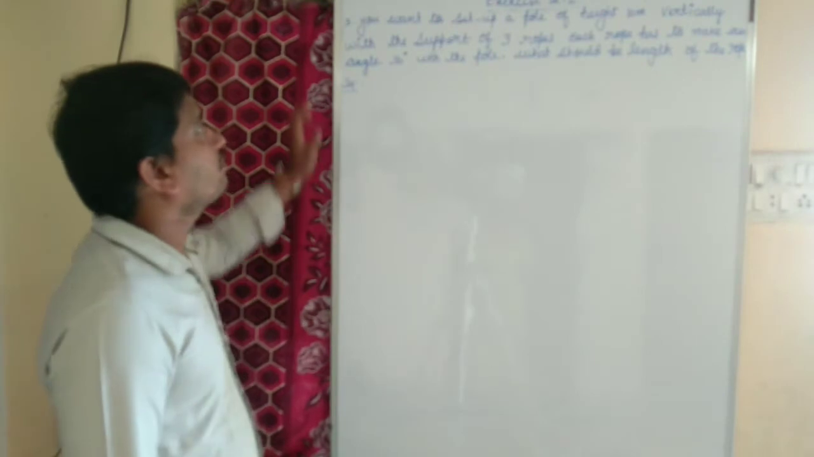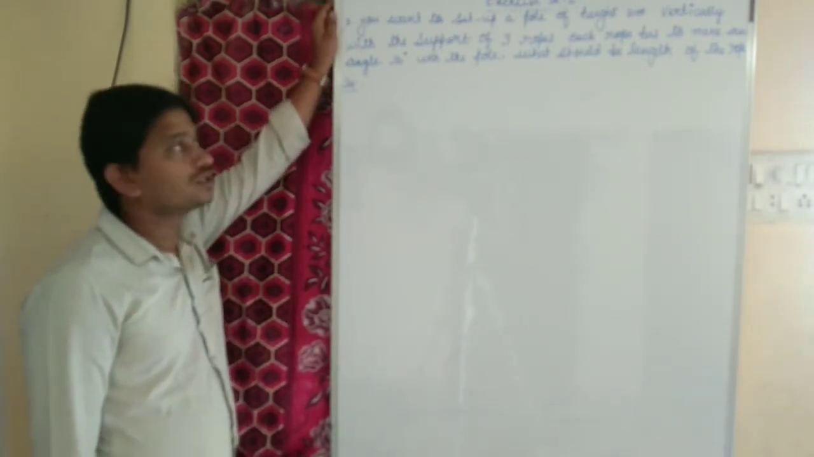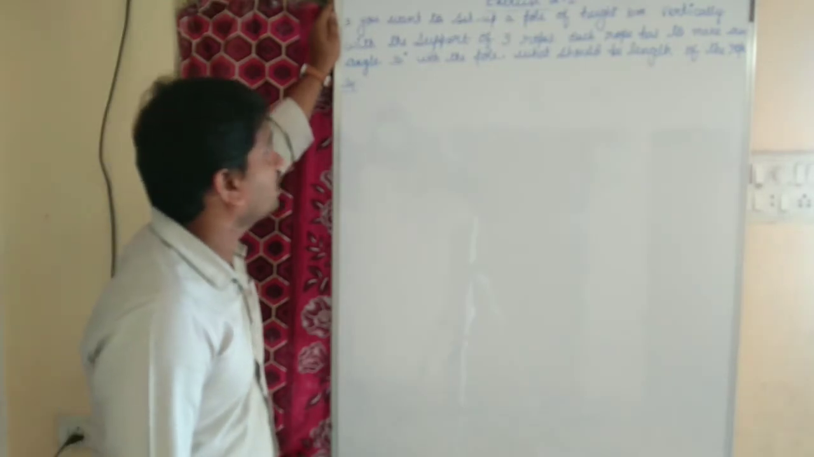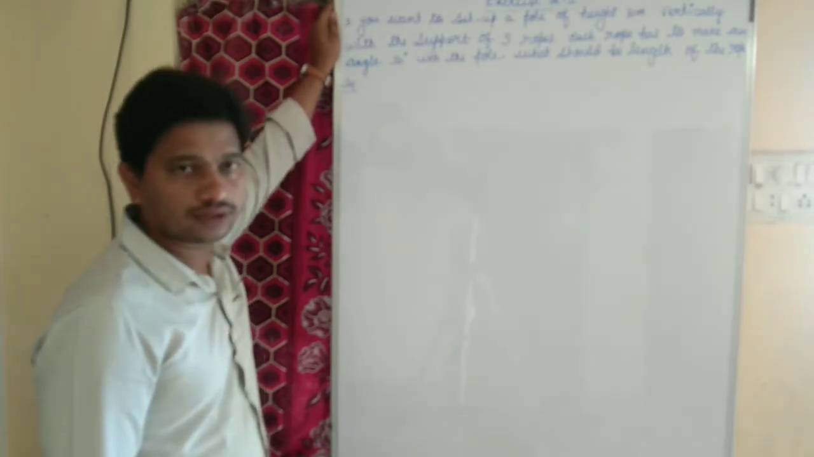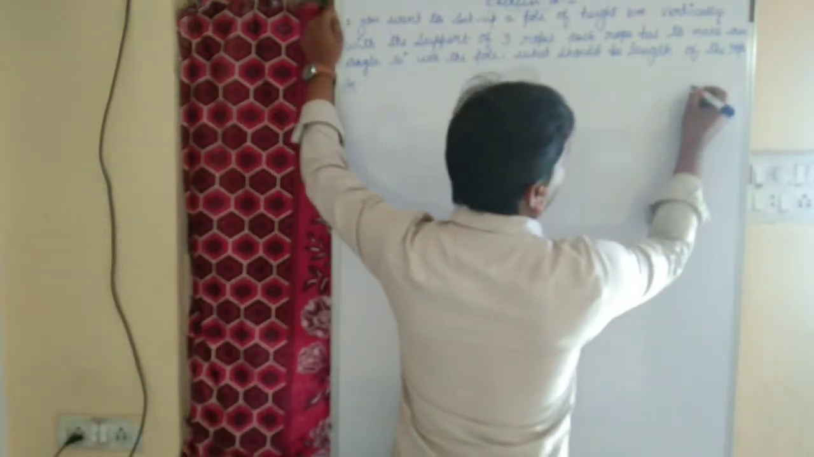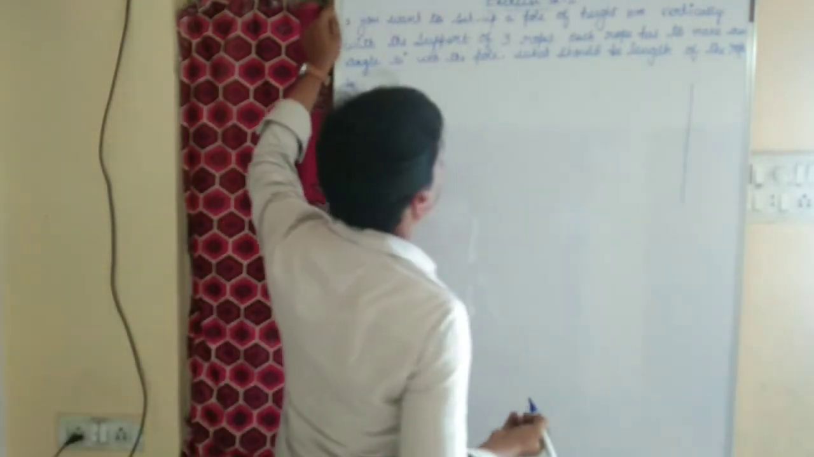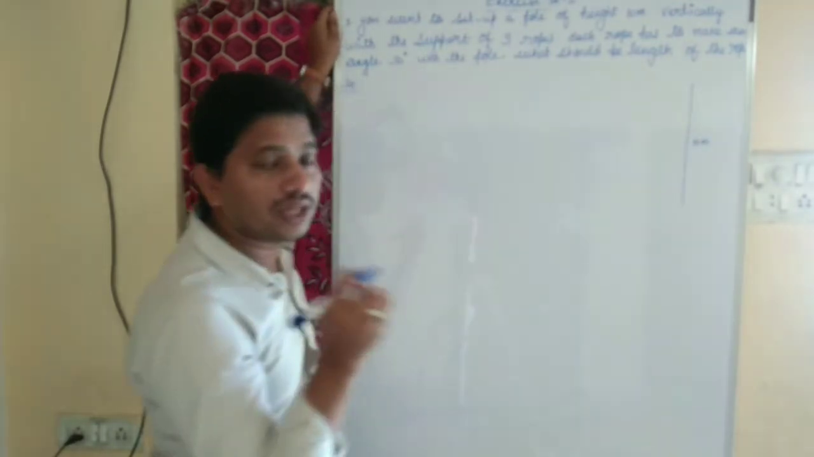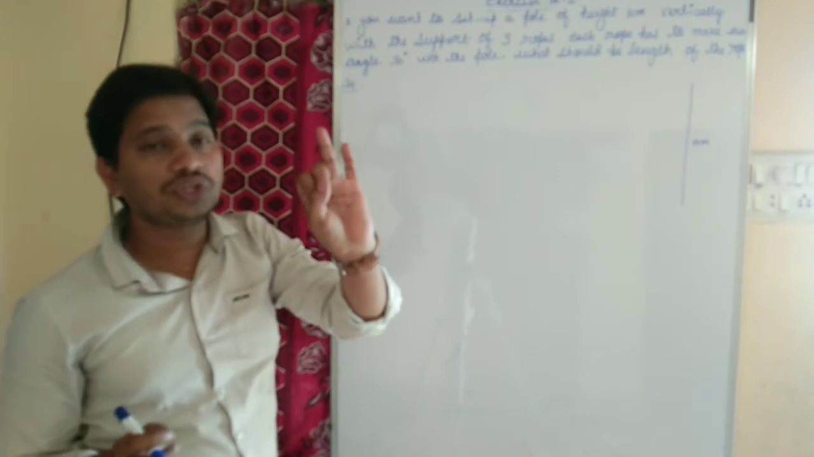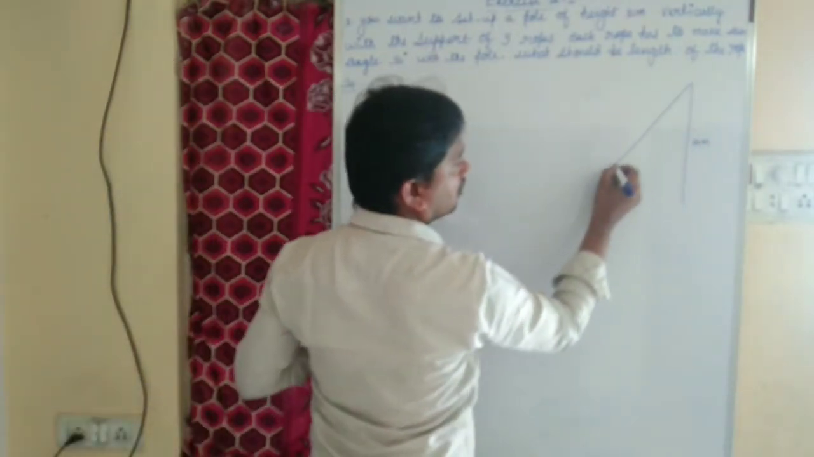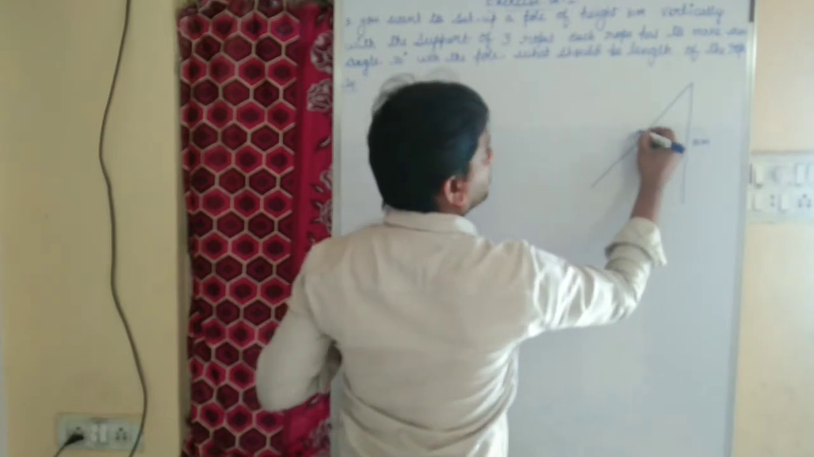Yes. Now coming to the 5th question: you want to set up a pole of height 10 meters vertically with the support of 3 ropes. Okay. You want to set up a pole of height 10 meters with the help of 3 ropes. Suppose this is our rope.